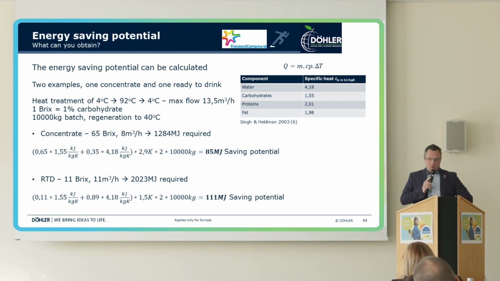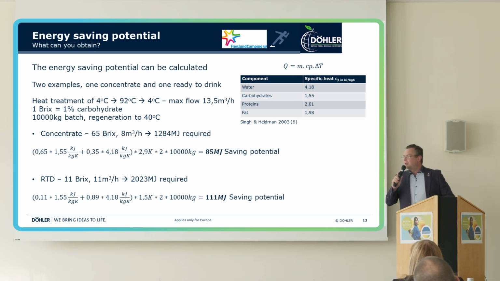Maximum flow 13.5 cubic meters per hour. The assumption is 1 Brix equals 1% of carbohydrate, a 10,000 kilo batch, and the regeneration of the original process is at 40 degrees Celsius. I don't have to give you the formula itself, I made it for you.